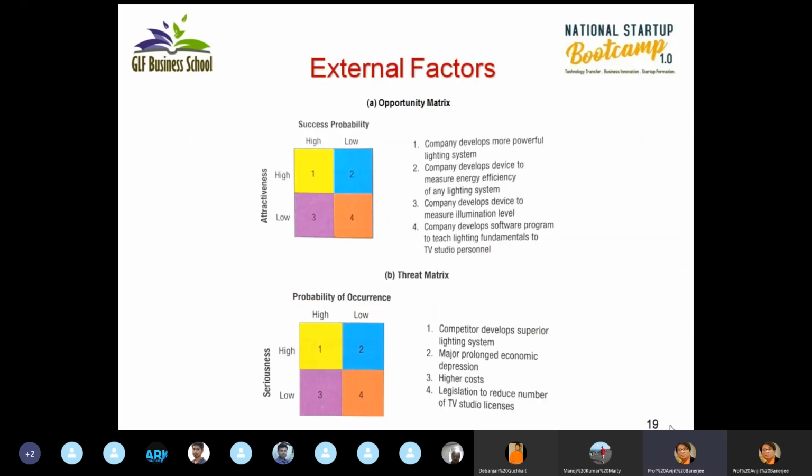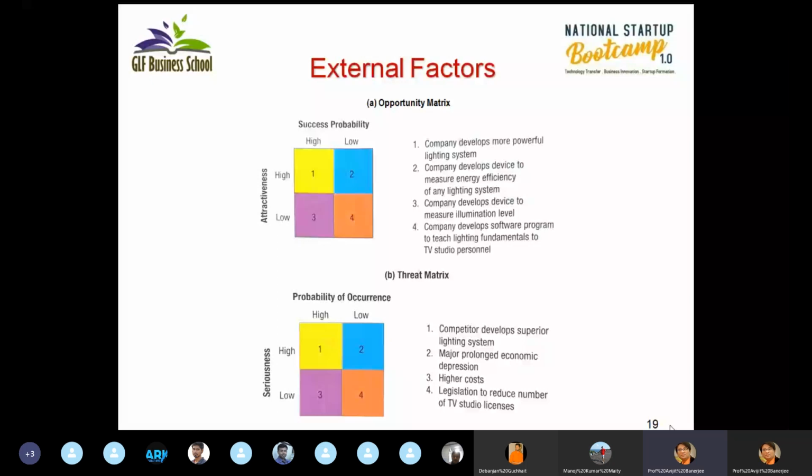These are the external factors. I advise you to follow this matrix. It is a very simple matrix where you can identify the factors. In the opportunity matrix, you will find, say, these are the examples.